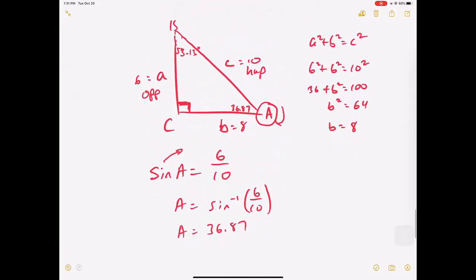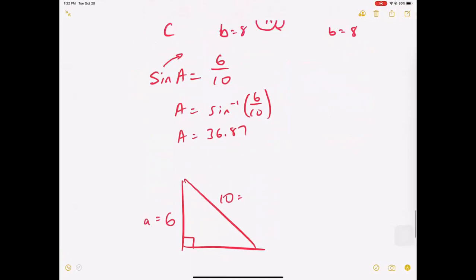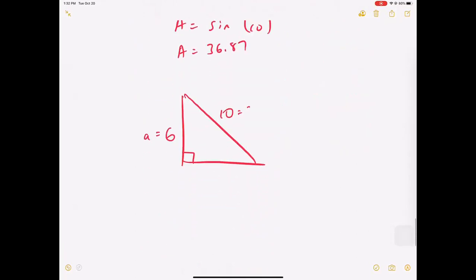Oh, here's something that you could also have done. If you were given 6, 10, and a right angle, let's say we know nothing else but this, could you use law of sines or law of cosines to solve this triangle? Law of sines, perfect. As long as you have an angle and a side, law of sines. And this would actually work.